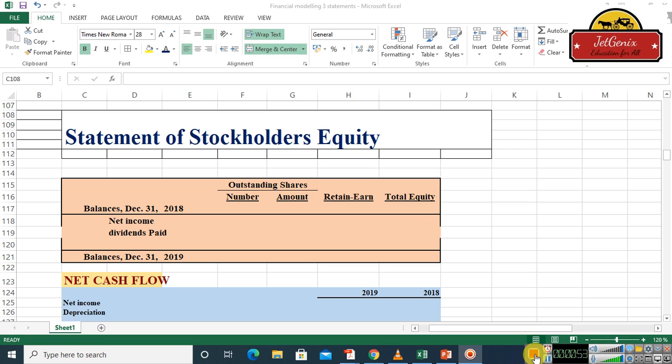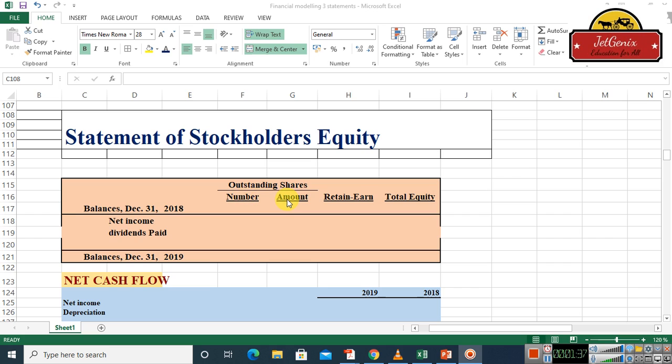In today's video we are going to construct the statement of stockholders equity, and as you can see here we have different data. First we will start with the balances of 31st December 2018, then we will add the net income of 2019 and subtract the dividends paid in 2019, and finally we will have the balances at 31st December 2019 of the retained earning and the total equity along with the number of shares outstanding and the equity amount.